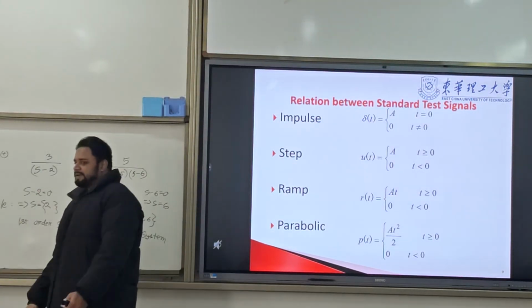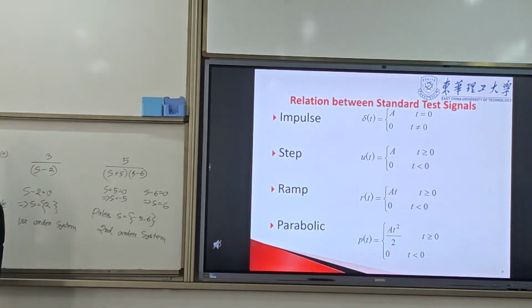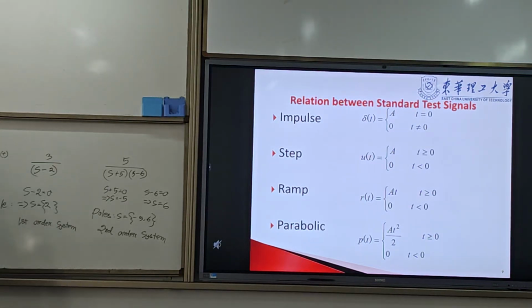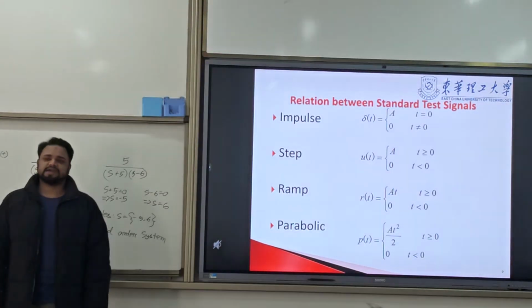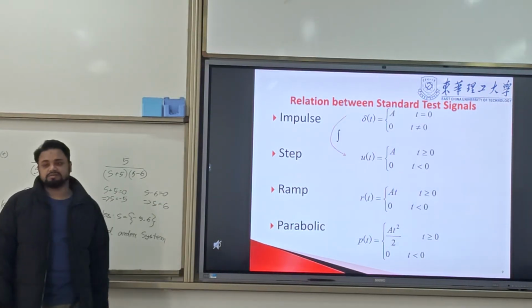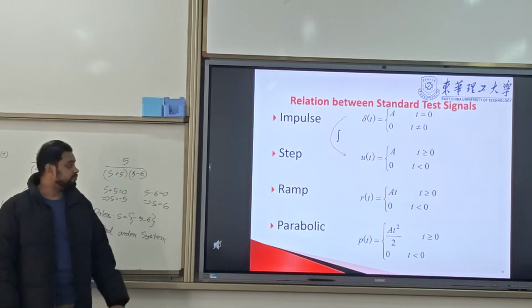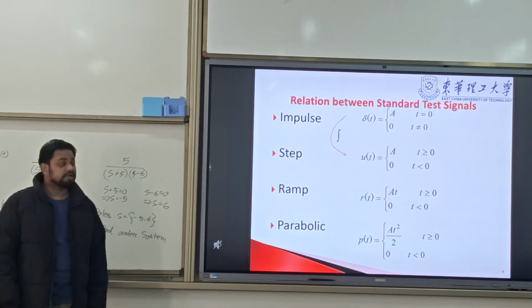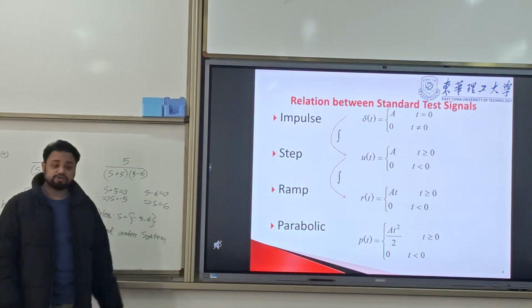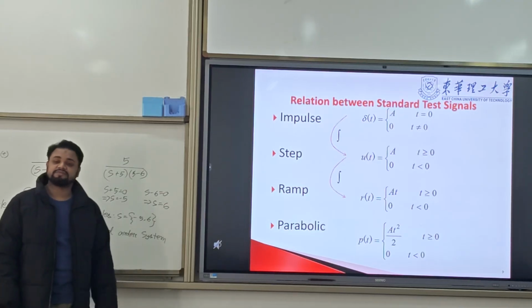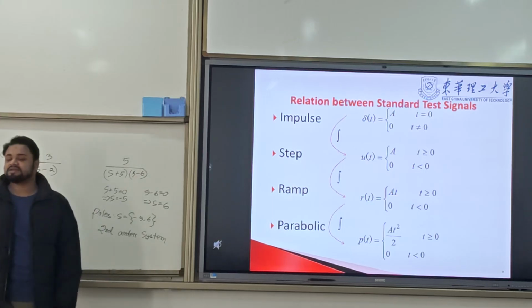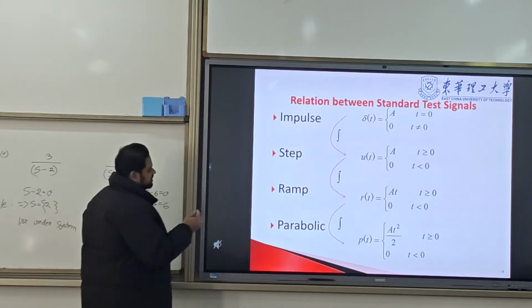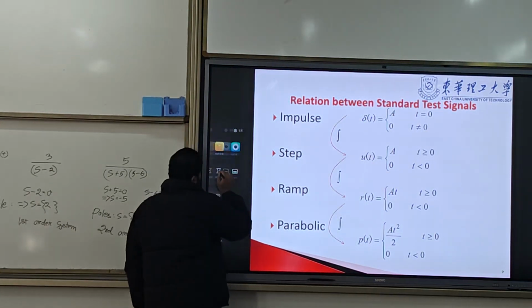Now, mathematically, how can we get one signal from another? If we have an impulse signal, delta t, we can do the integration and we will get a step signal. If we have a step signal, we do the integration and we get a ramp signal. If we have a ramp signal, we do the integration and we get a parabolic signal.